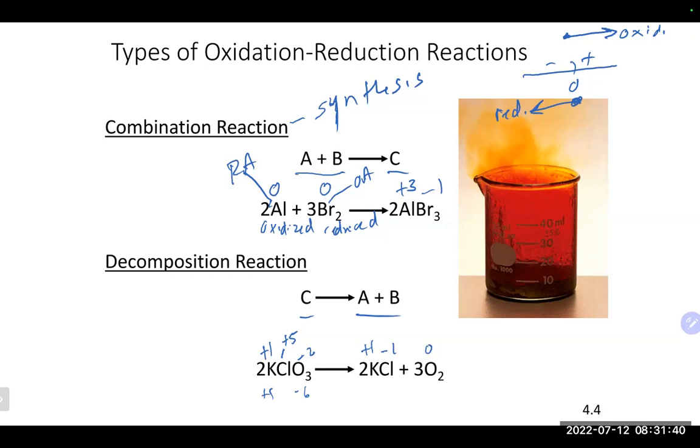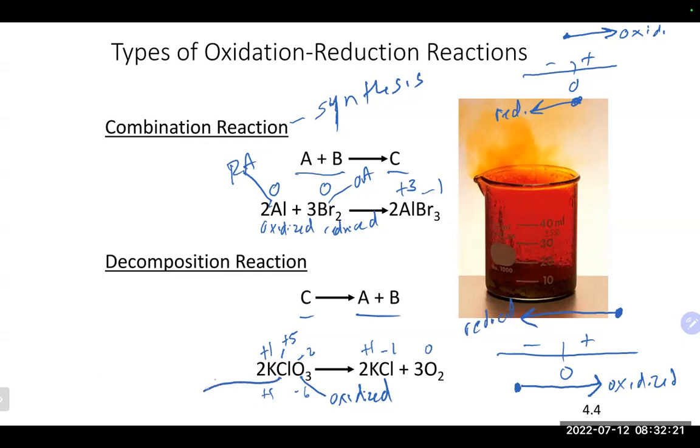What is being oxidized in this case? Which element is being oxidized as you go from left to right? If you are not sure, let's take a look at it. Let's take a look at the oxygen to start with. Oxygen starts at -2, which would be here, and it ends up at 0 on the right-hand side. So it actually is the one being oxidized in this case, the oxygen here. The chlorine started at +5 and ends at -1, which is going in that direction, and it is being reduced in this case. It is the chlorine that's being reduced.